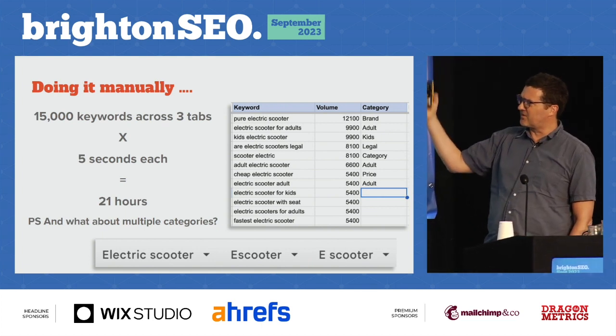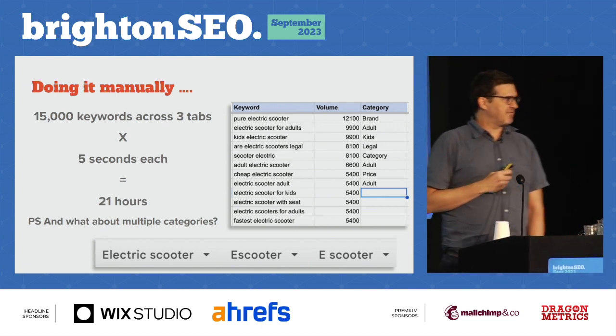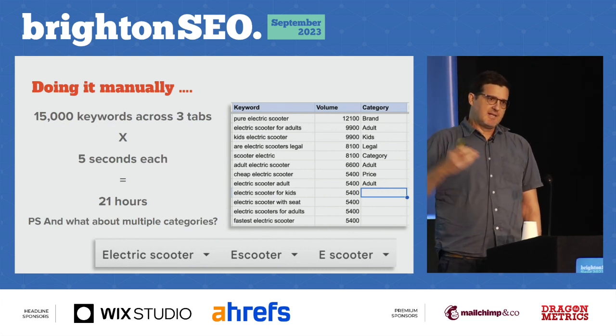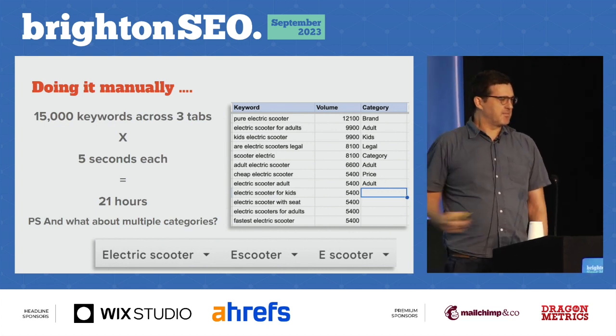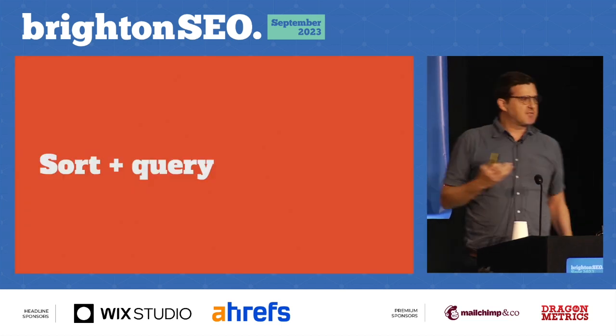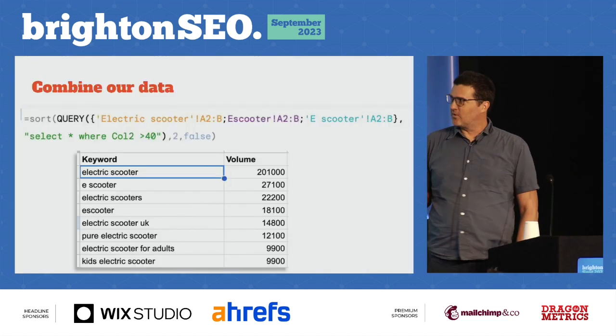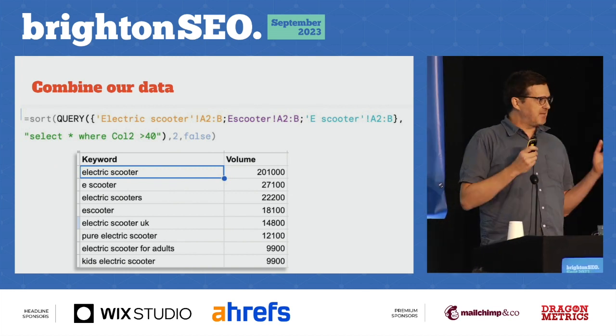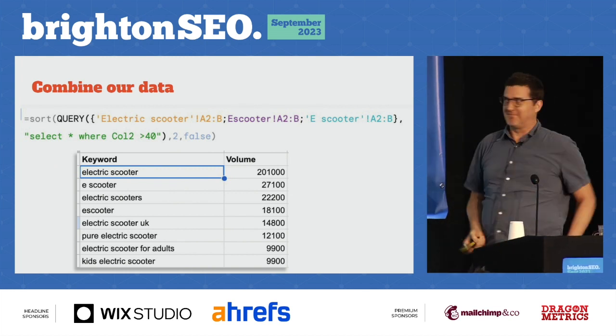And of course, some things belong in multiple categories, like best adult electric scooter belongs in my best category, but it also belongs in my adult category. So we're going to start with a gentle combination, just sort and query. And query is magic. It means go and fetch.